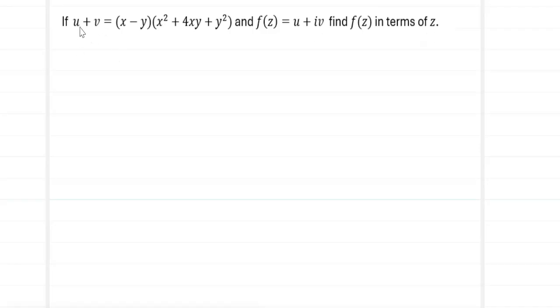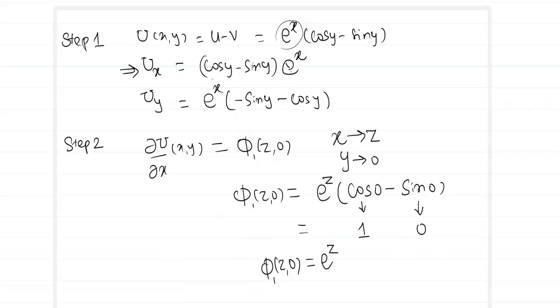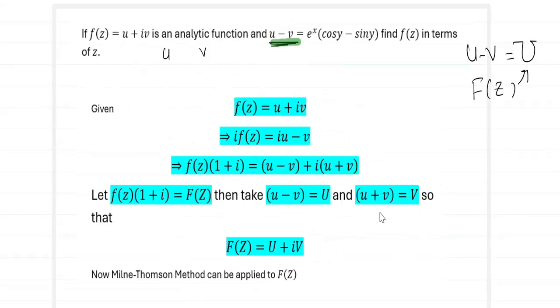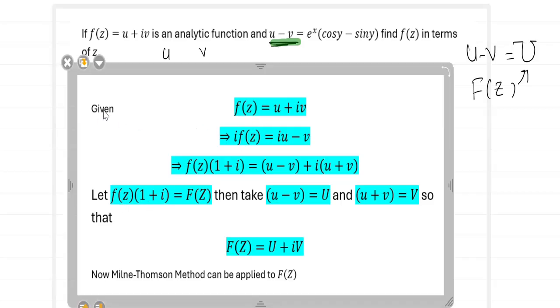Again, notice we have not been given a single u or single v, but we have been given a combination of u plus v. We will go back to check out the process. So if u plus v is given to me, I have to assume it as capital V of my capital F of z. So that is my imaginary part of my capital F of z, which was formed from my small f of z by multiplying 1 plus i. So this is going to be the process we are going to follow again.